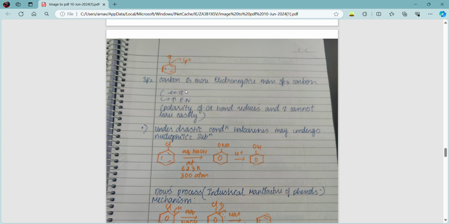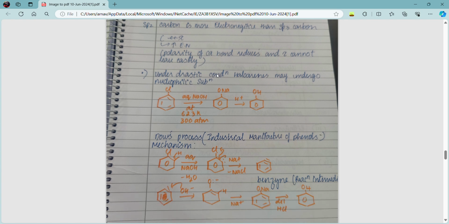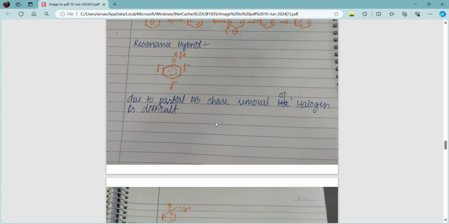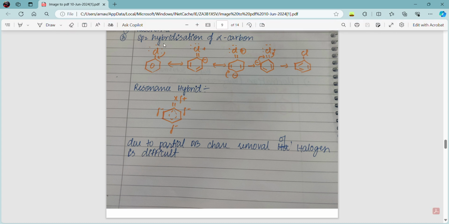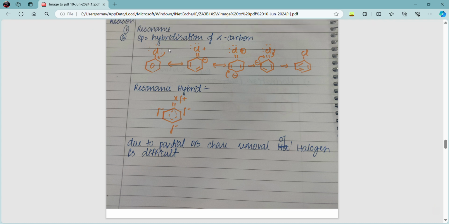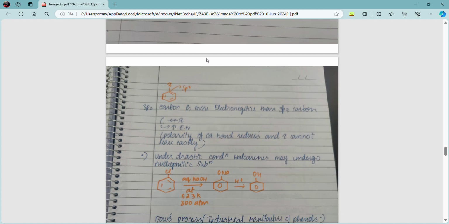The next reason is here. Yeah, this is the bond polarity thing. Next, when this X leaves, chlorine leaves taking one electron pair, and the phenyl carbocation formed is highly unstable, right? That's why it does not undergo the reaction. These are the three reasons you have to write in the exam.